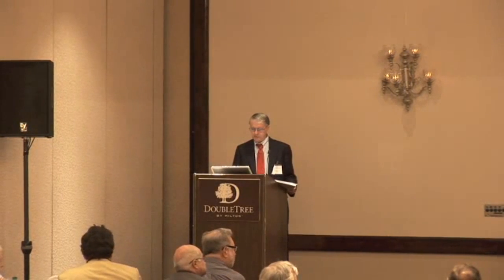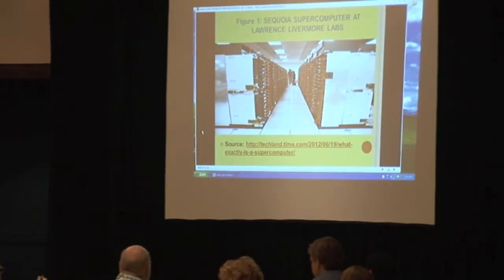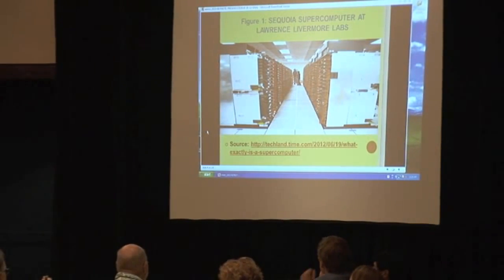Sequoia requires 3,000 gallons of water per minute to cool it down. It uses 6.7 megawatts on average, with peak usage approaching 9.5 megawatts. 1 megawatt equals 1 million watts, so that's about $6 or $7 million a year in power. Here's a picture of the Sequoia supercomputer at Lawrence Livermore Labs. 6 months ago, this was the fastest computer in the world, and China beat us out in the last 6 months, so I'll show you the list of the top 10.